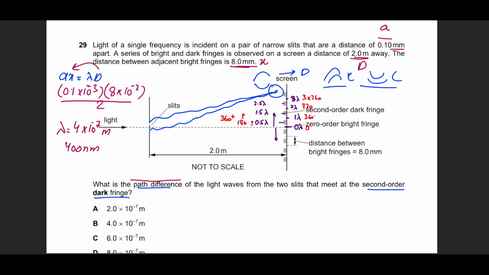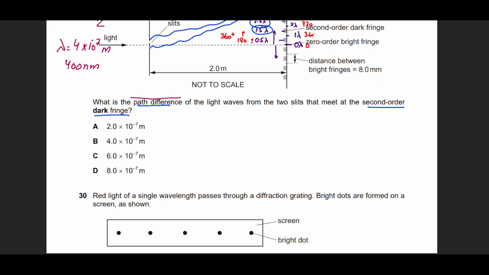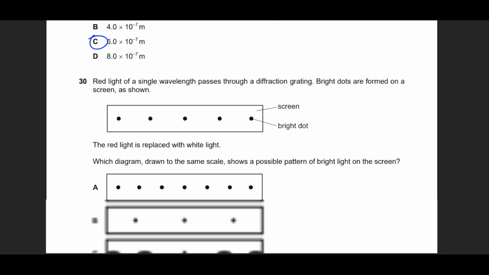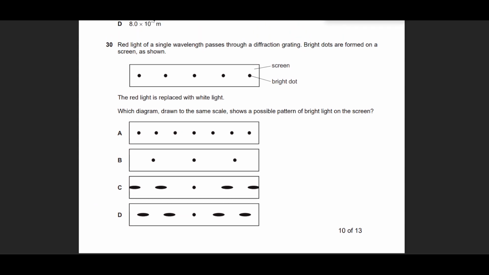So the second order, yeah, this is 1.5 wavelengths away. So 1.5 lambda is the path difference. So 1.5 multiplied by 4 into 10 to the power minus 7, which you found in the previous part. So this is going to be option C. Simply, we can see that 1.5 into 4 is 6. We don't even need a calculator for this. Question number 30 was a tricky question, but it's a nice question.